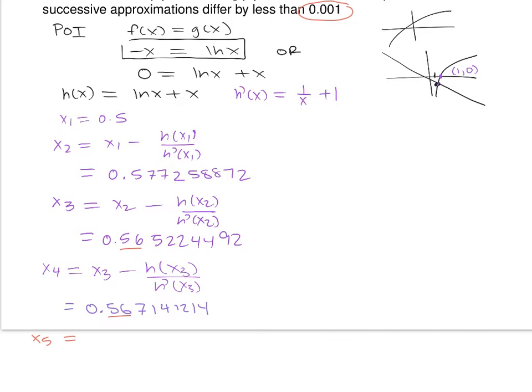x5 I found to be 0.5671439. So in that iteration, I got even more accuracy than I needed, so that's the one I go with. WebAssign will tell you how many decimals to round to in this section. It's often quite a lot. Okay? So the thing to be really aware of when you're doing this homework is you have to use that answer feature in your calculator, because otherwise you're going to be typing in so many numbers, it's going to be super tedious.